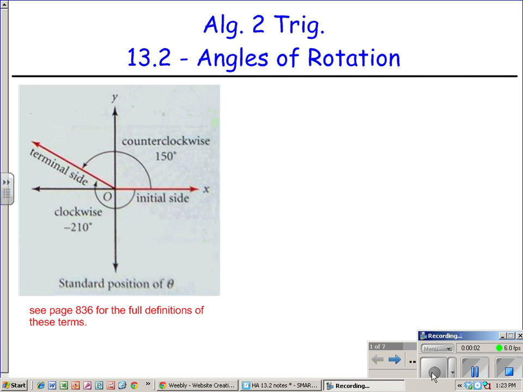Hello everybody, this is the notes for section 13.2, second section of the trigonometry portion of Algebra 2 trig class.